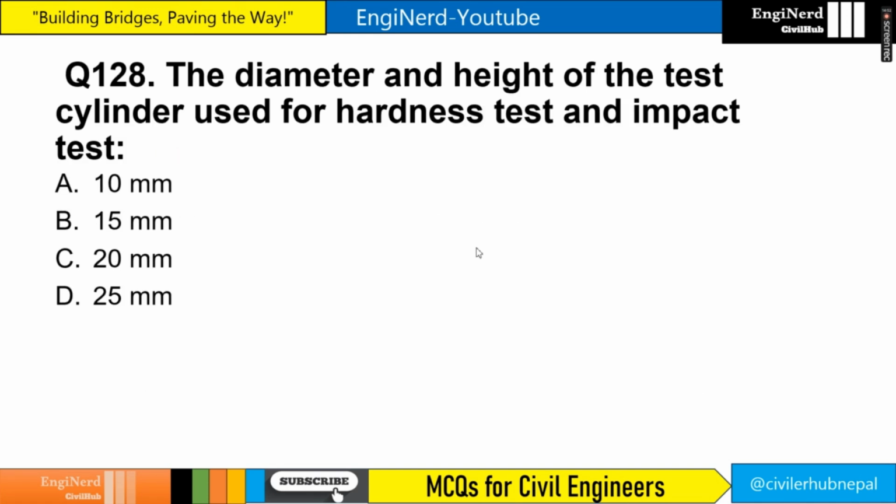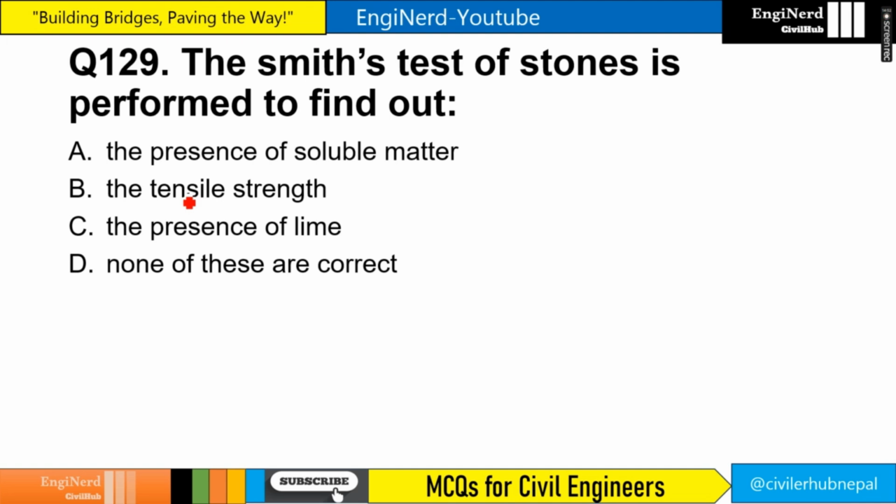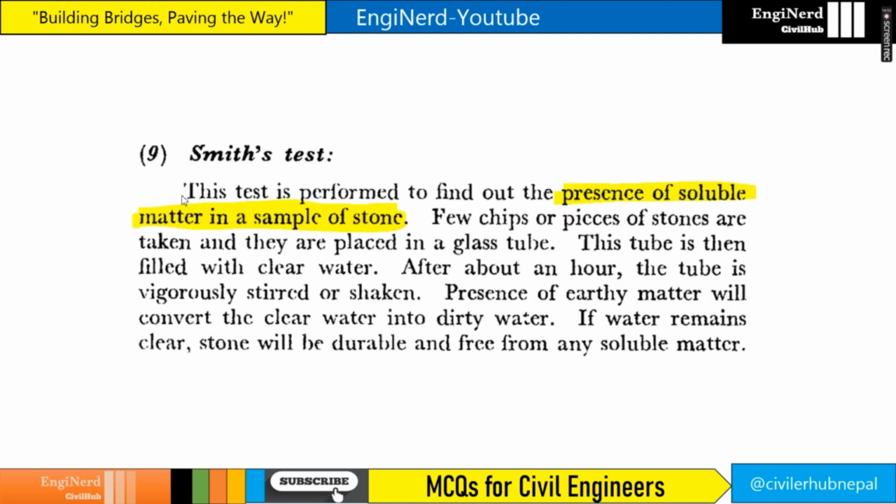Question number 120, the diameter and height of the test cylinder used for the hardness test and impact test is 25 mm, right? So you can see here 25 and 25. Question number 129, the Smith's test of stone is performed to find out what? The presence of soluble matter, right?